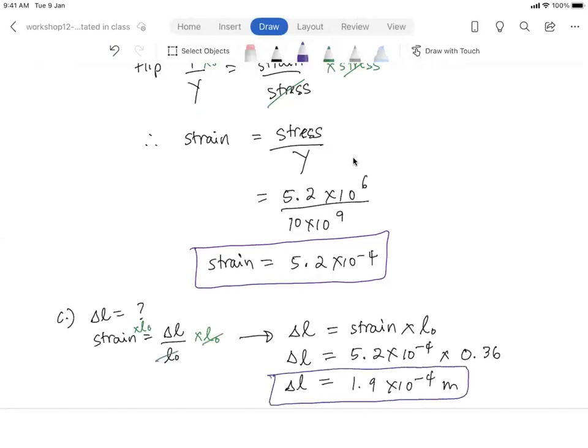All right. So that's the solution for question 3 of workshop 12. For the solutions of questions 1 and 2, we've solved those during the lecture, so just refer to the video of lecture 12.